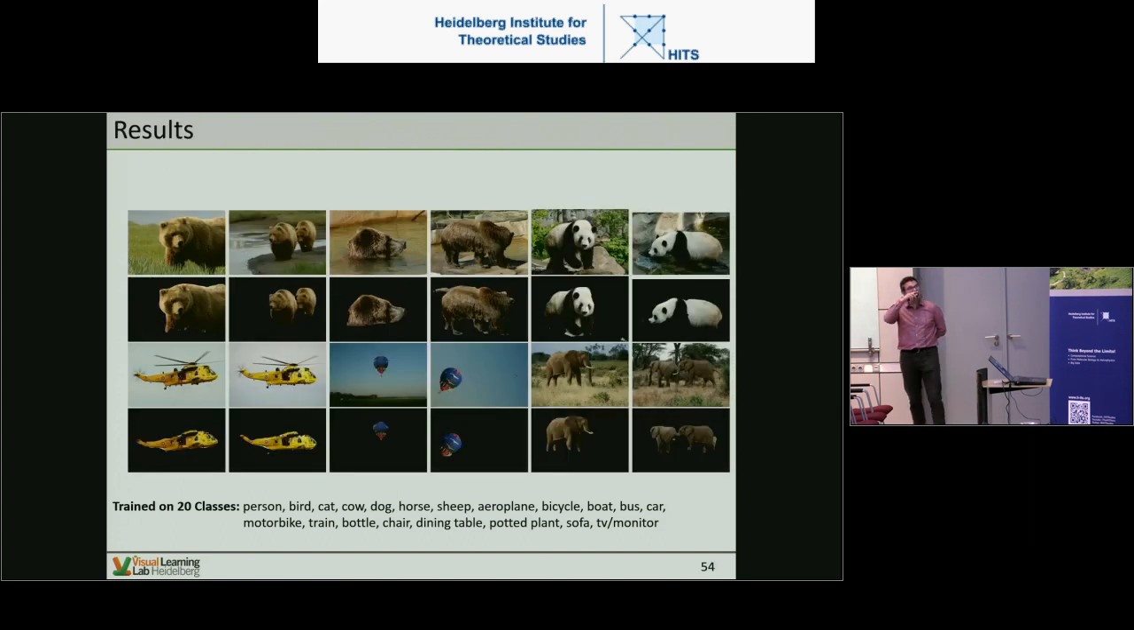Okay, and here are some results. These are all classes, objects which are not part of the training classes, and you get them quite well segmented.